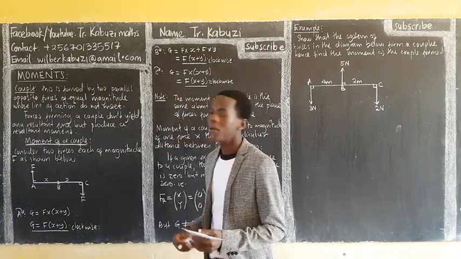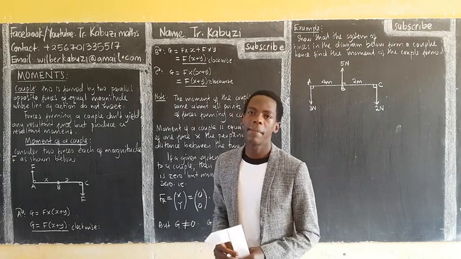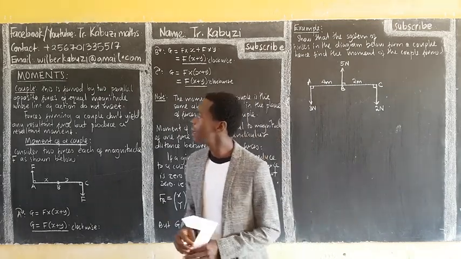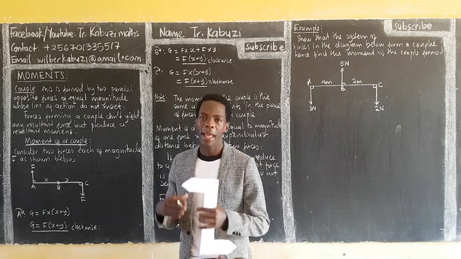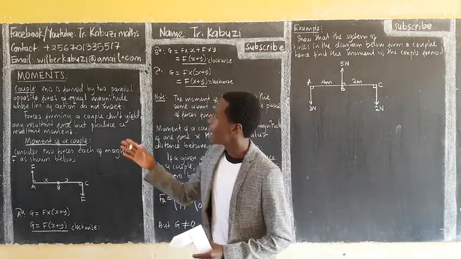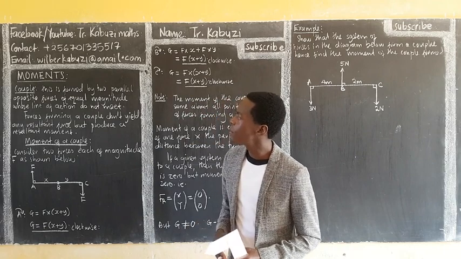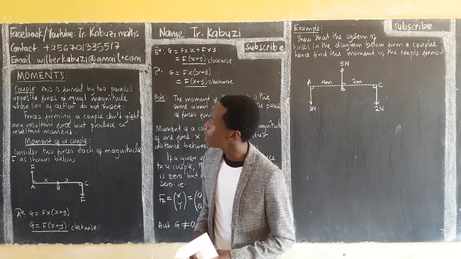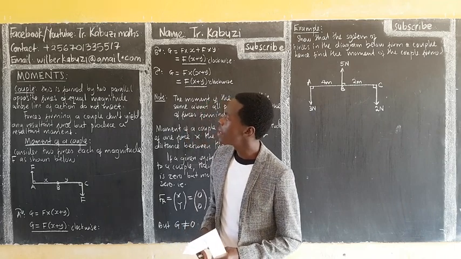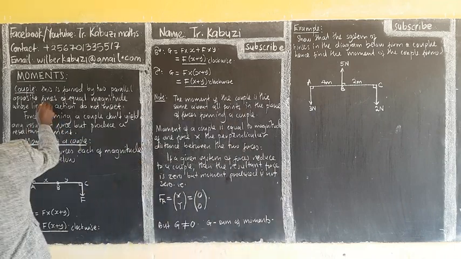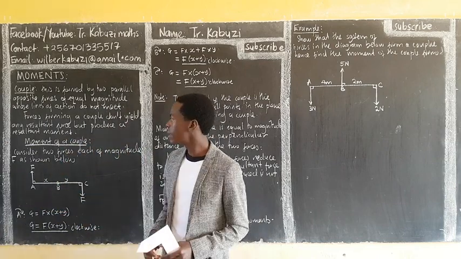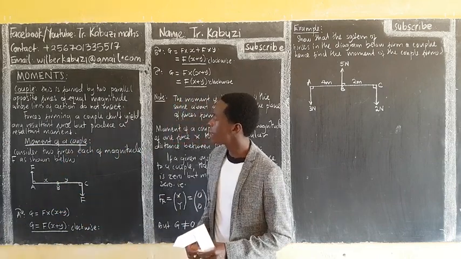Couples, forces forming couples, is what we're going to see in this lesson. So let us start by defining a couple, and then we shall see the details. A couple is formed by two parallel, opposite forces of equal magnitude whose lines of action don't meet. Forces forming a couple don't yield a resultant force but produce a resultant moment.